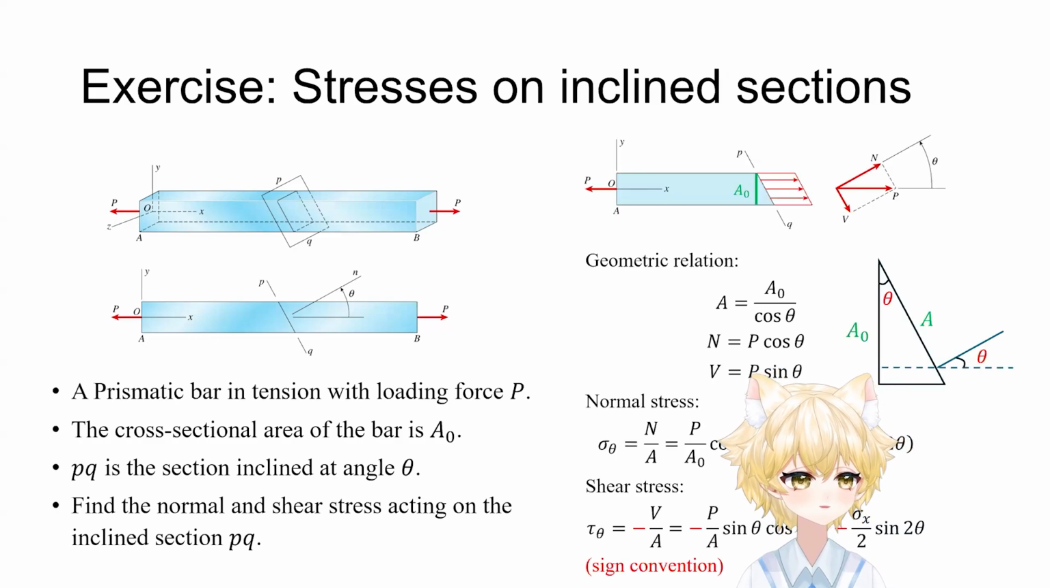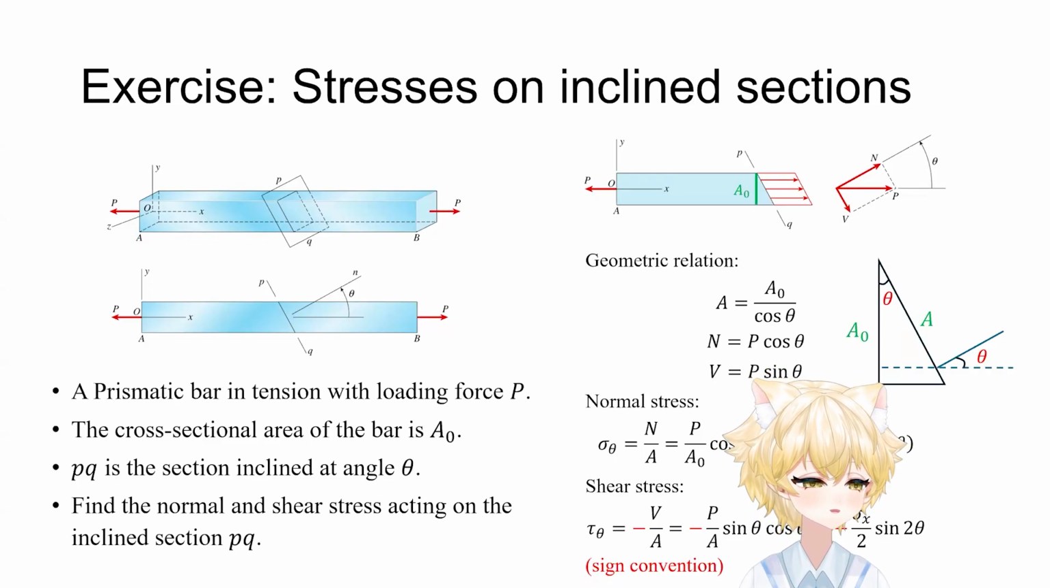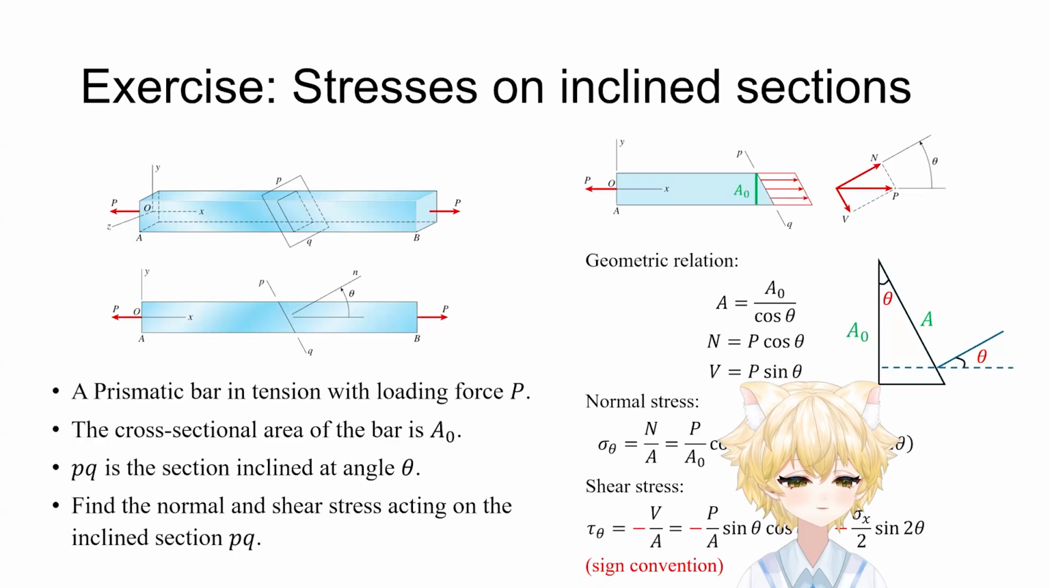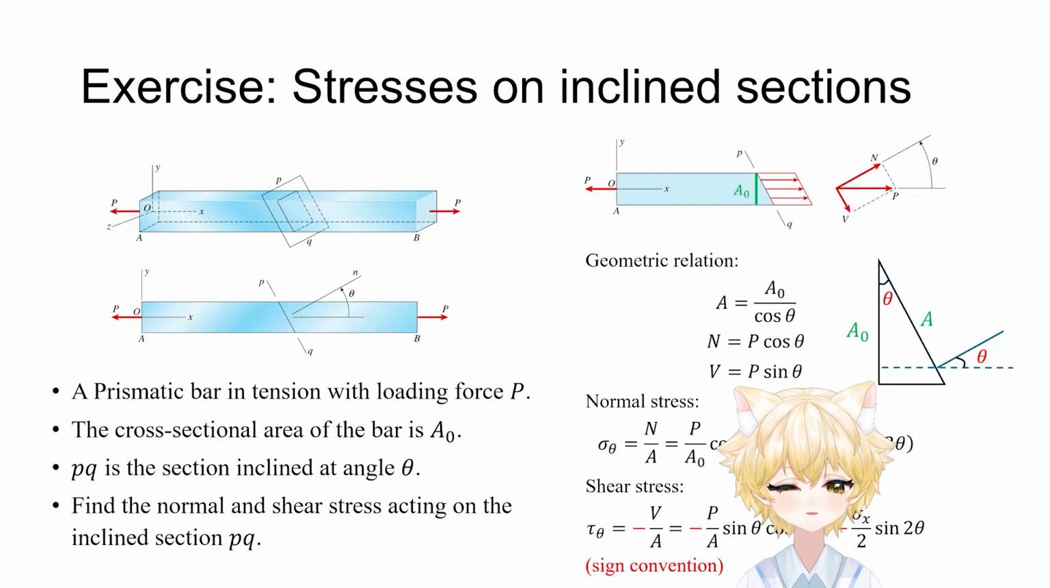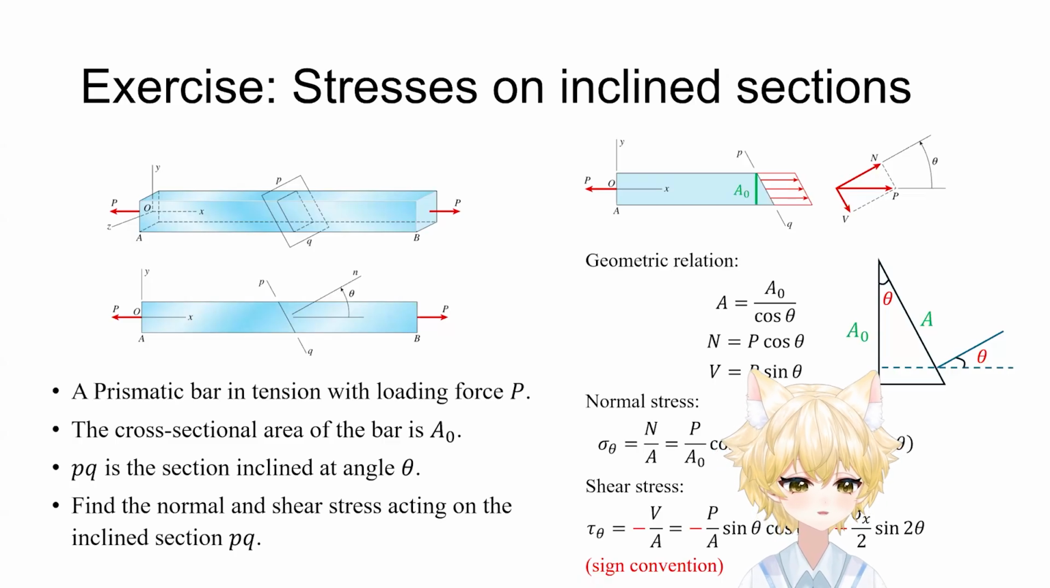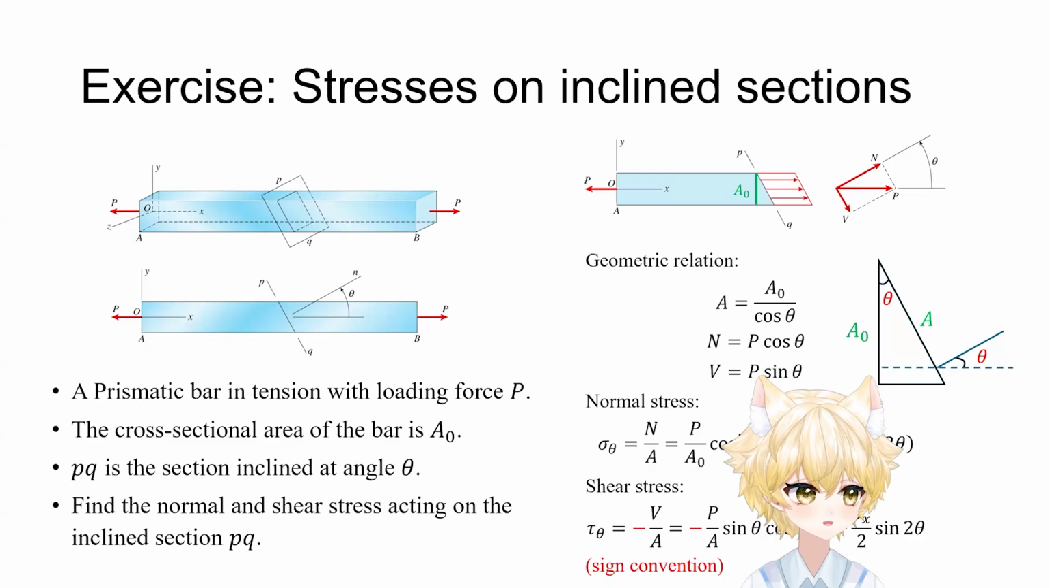Okay. First, let's look at the geometry. We want to know the cross-sectional area for the inclined section, right? When you slice a bar at an angle theta, the cut surface is larger than the original cross-section, right? If your original cross-section area is A0, then using simple triangular transformation, the area of our inclined face A is actually A0 divided by the cosine theta.